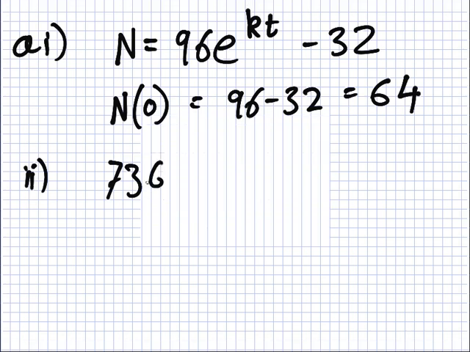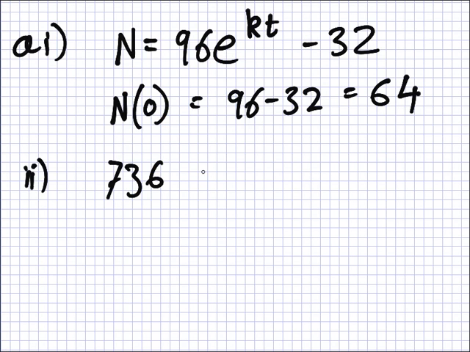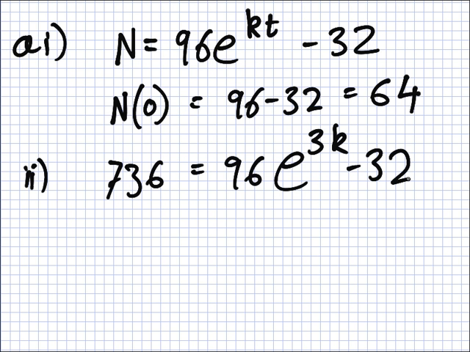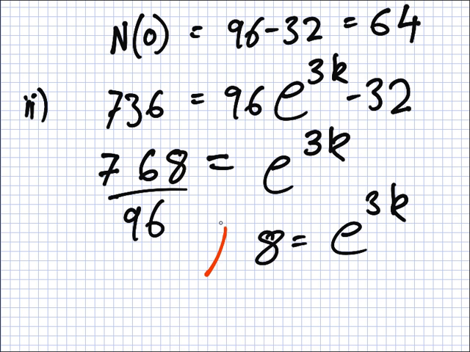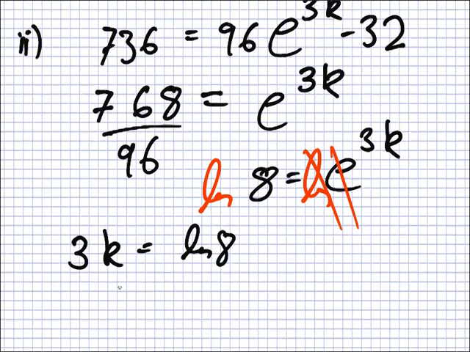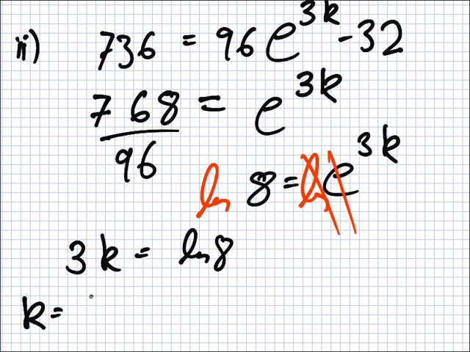768 is the n when t is 3. Bring the 32 to the right: 768. Divide by 96. Is there anything nice on the left? 8, is it? So you get 3k equals log 8. Or in other words, k equals 1/3 log 8.